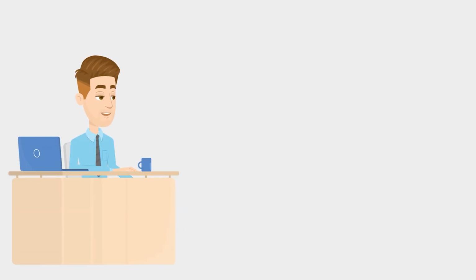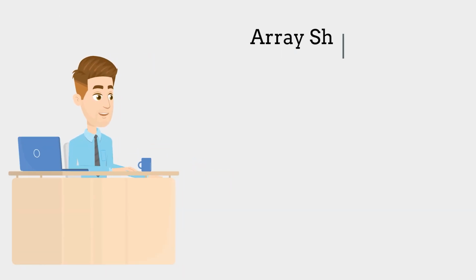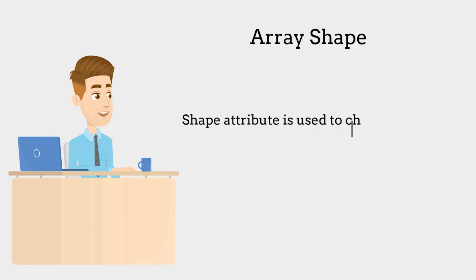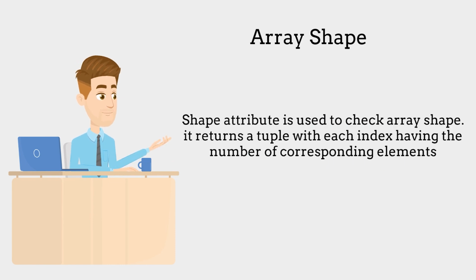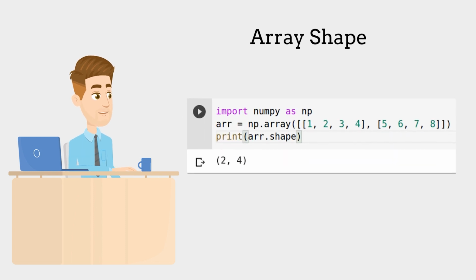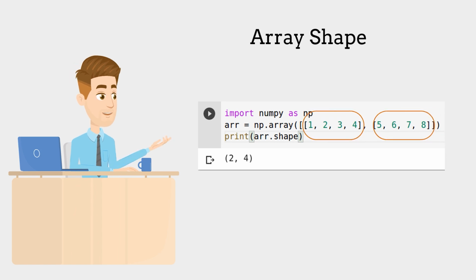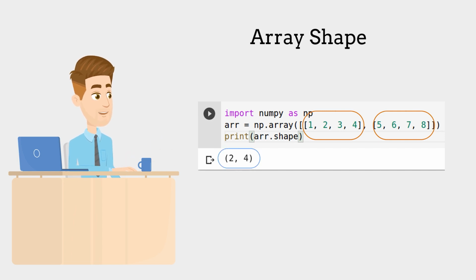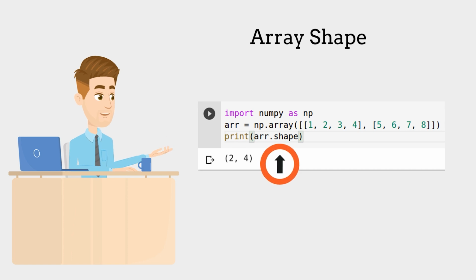Now we are going to learn about the shape attribute of an array. The shape attribute is used to check the array shape. It returns a tuple with each index having the number of corresponding elements. Like, this array is two-dimensional with 2 rows and 4 columns. Hence, it returns a tuple with values 2 and 4. For getting this just write array.shape in the print function.